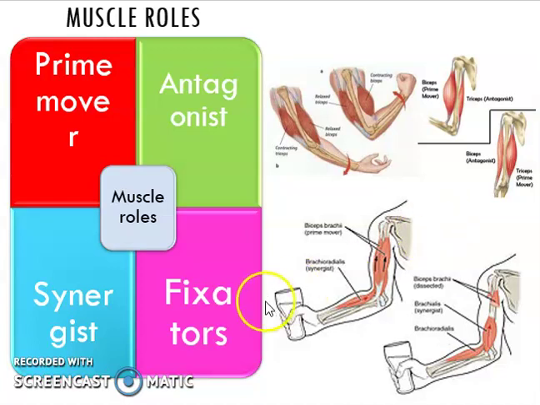An antagonist is the muscle which works with the prime mover but creates resistance and stretches out while the prime mover contracts. It prevents overshoot and controls the movement.